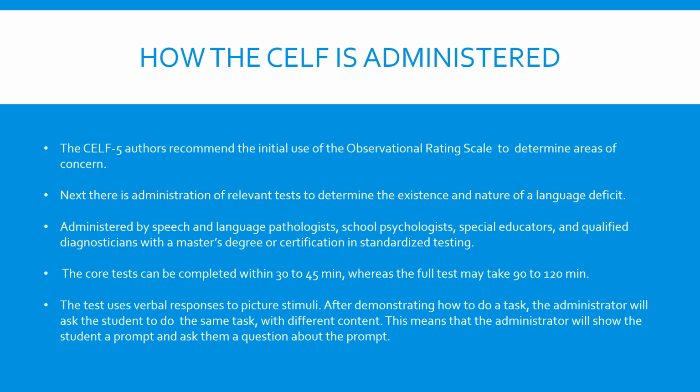So this means that, for example, the administrator can show the student a picture and ask them a question about the picture. Like, they'll show them a picture of an outdoor scene and say, point to the sun. And if the student points to the sun, they move on. But if not, the administrator will demonstrate pointing to the sun and then move on. So that's an example of testing for sentence comprehension, because the student needs to know what the administrator is asking them to do so that they can point to the correct word or object.